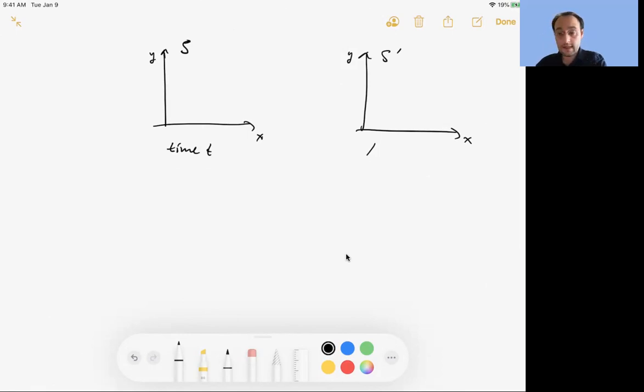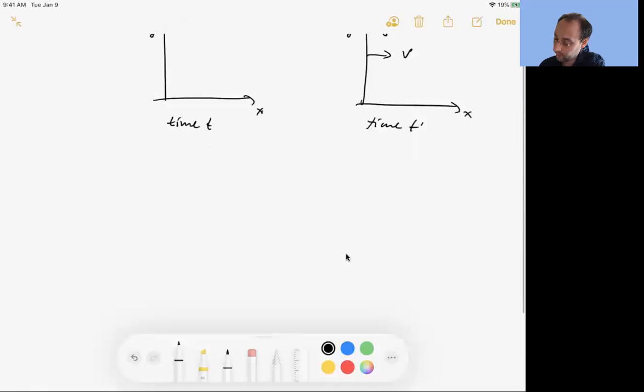By the way, v doesn't have to be positive. v can be either positive or negative. v is a velocity, and in one dimension, the directionality of velocity is encoded in the sign of v. And we set times in both frames to be 0 when the origins pass by each other.